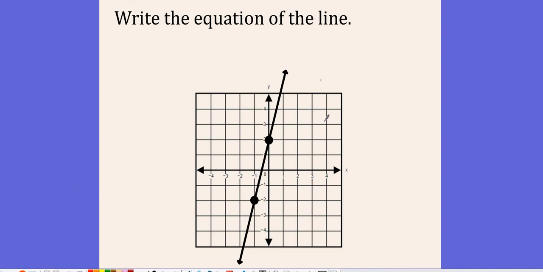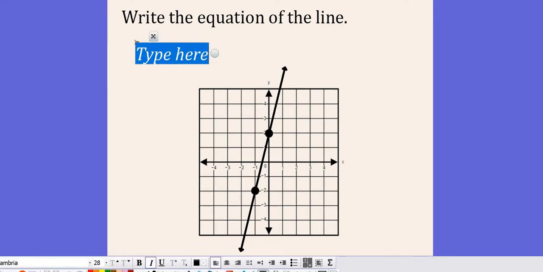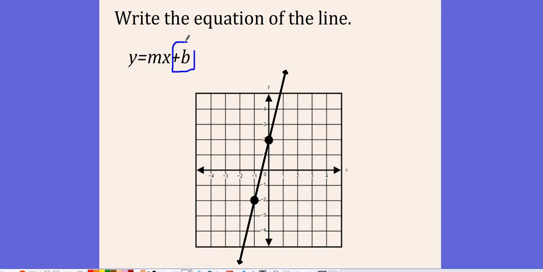It says, write the equation of the line. Well, I'm going to go ahead and type the formula, the parent equation that you need to remember. y equals mx plus b. Now, I want you to recall that this plus b is your y-intercept. Okay, so let's start by just marking that here. And the m, not the x, just what's in front of the x, is our slope.